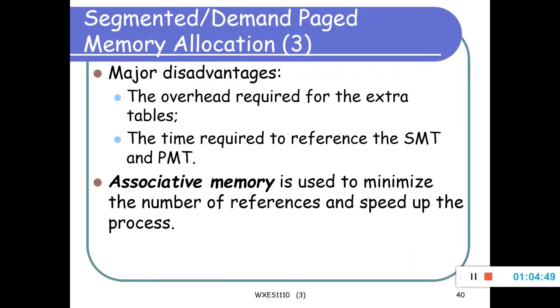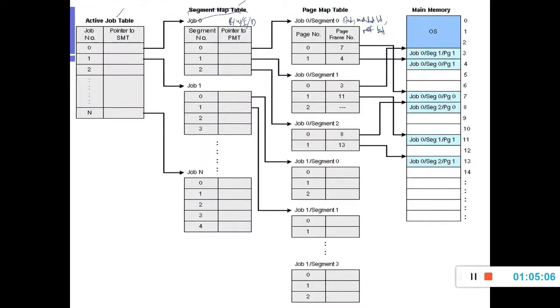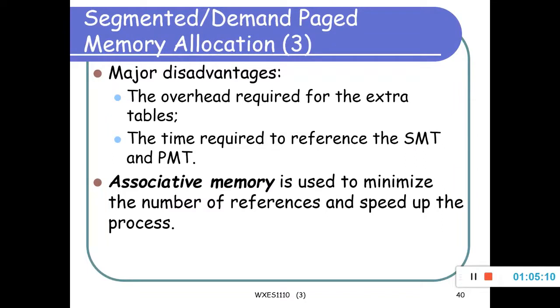So there is a major disadvantage of segmented demand paged memory allocation: the overhead required for an extra table. Usually you have 3, now you have 4 tables. And the time required to reference the segment map table and page map table is actually a lot, because you increase the complexity.